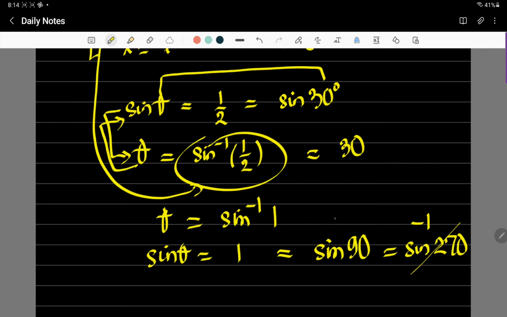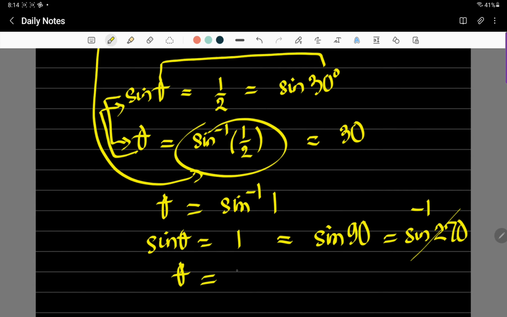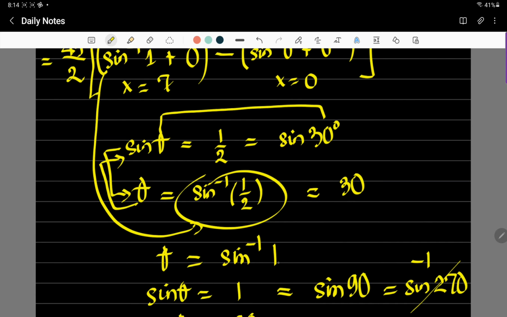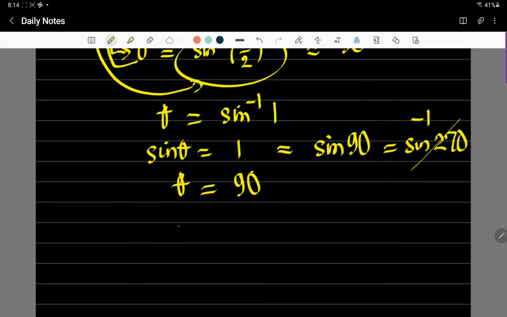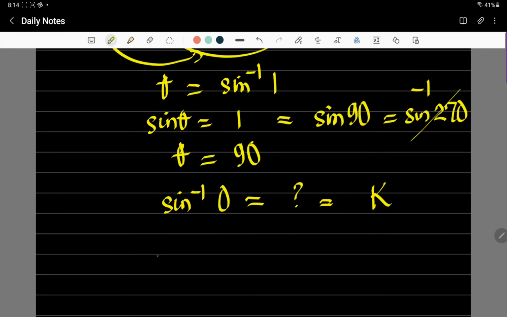So this one here equals 1, so theta in this case equals 90. So we're looking for sine theta equals 1, and this one here will be 90. And how about sine inverse of 0? Equal what? We need to find that. Let's say inverse function equals k, meaning that sine k equals 0. What is sine 0? You have two values, 0 and 180 degrees.